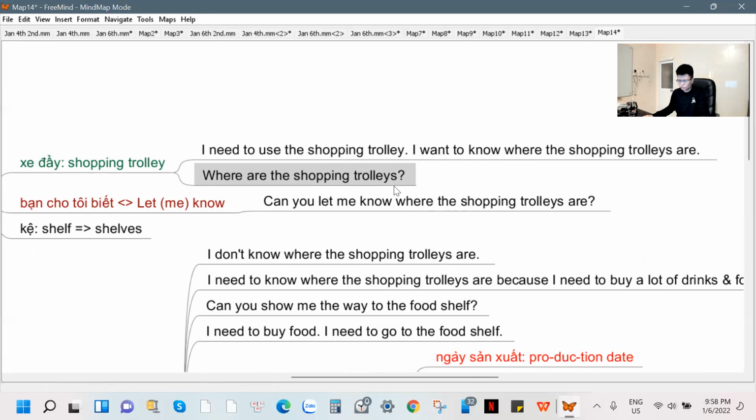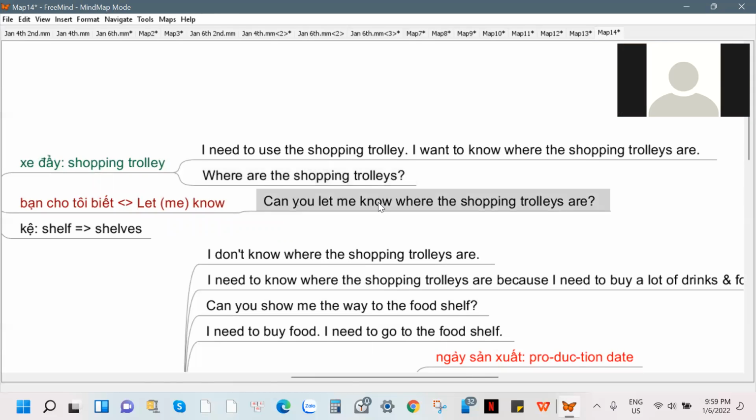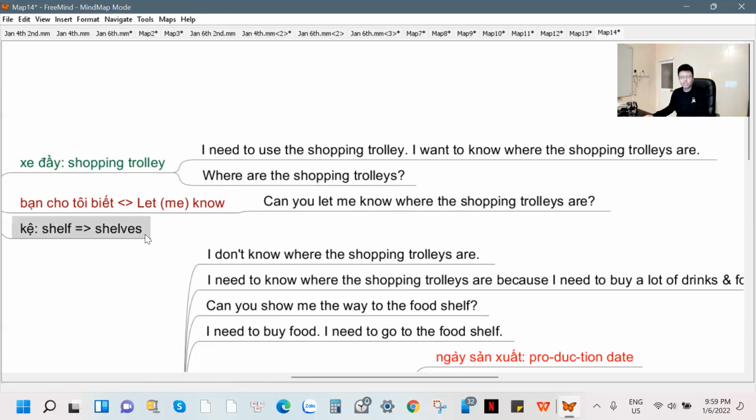Trolleys. Where are the shopping trolleys? Can you let me know where the shopping trolleys are? Shelf, shelves.